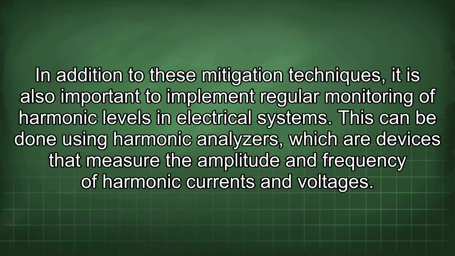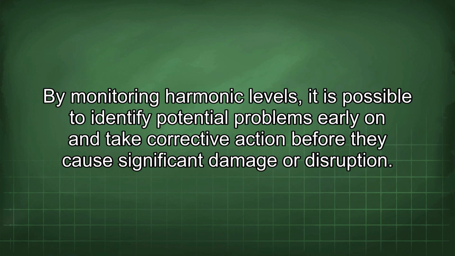This includes ensuring that all equipment is properly grounded and that the wiring is sized appropriately for the expected harmonic currents. In addition to these mitigation techniques, it is also important to implement regular monitoring of harmonic levels in electrical systems. This can be done using harmonic analyzers, which are devices that measure the amplitude and frequency of harmonic currents and voltages. By monitoring harmonic levels, it is possible to identify potential problems early on and take corrective action before they cause significant damage or disruption.